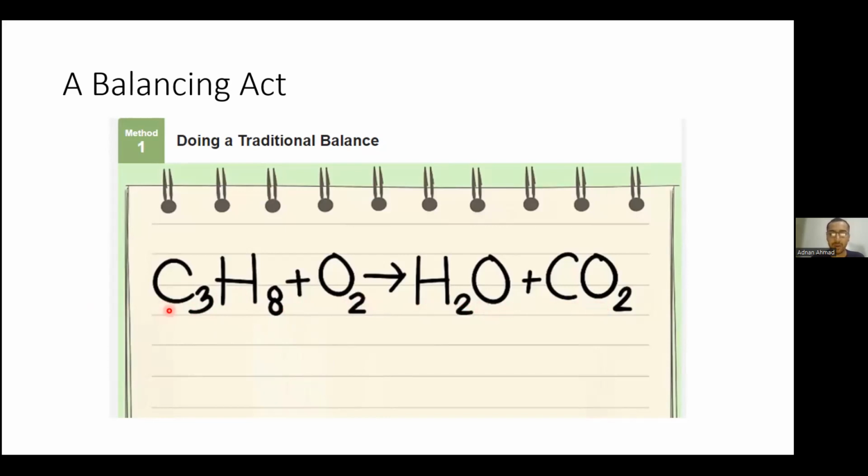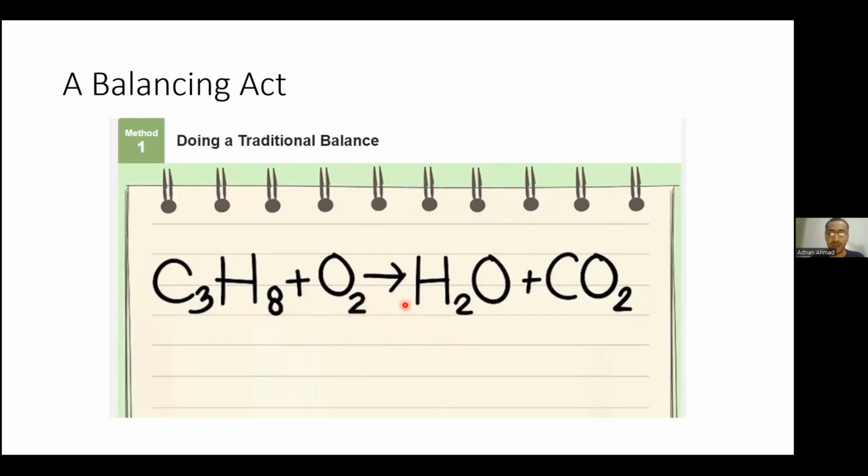So if you look here, how many carbon atoms do we have on the left-hand side of this arrow? 3, right? And on the right-hand side, how many carbon atoms do we have? We have only 1. This 2 does not represent carbon, it is representing this oxygen, right? And if we calculate the number of hydrogens on the left-hand side, we have 8 hydrogens, and we have 2 hydrogens on the right-hand side. So there is a difference between the number of hydrogen atoms as well.